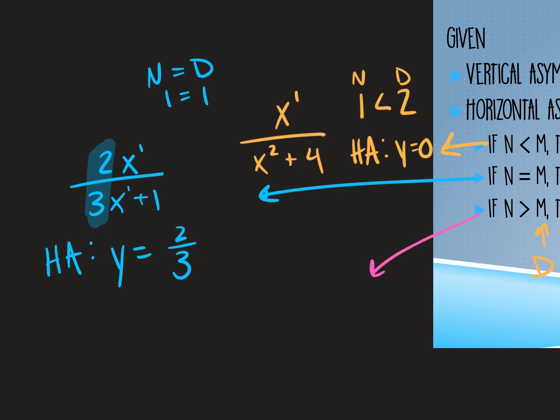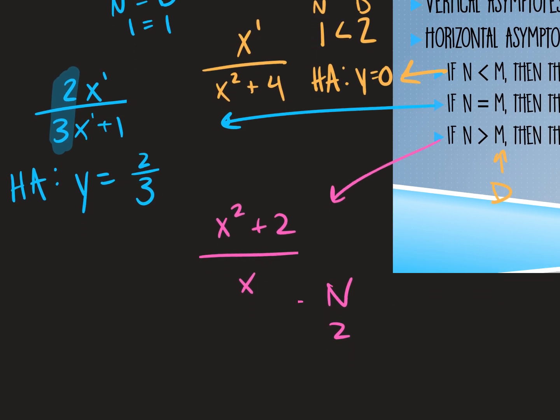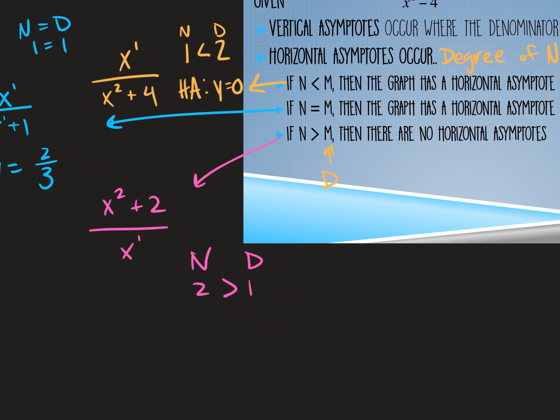And then lastly, if our numerator is greater than the denominator, so let's say I had x squared plus 2 over x. What's the degree of my numerator? So my numerator would be 2. What's the degree of my denominator? 1. So my numerator is greater than the denominator. Here I would have no horizontal asymptotes. My horizontal asymptote would be none. So if the degree of your numerator is greater than the degree of your denominator, you have no horizontal asymptotes.